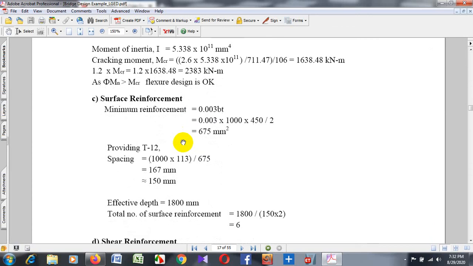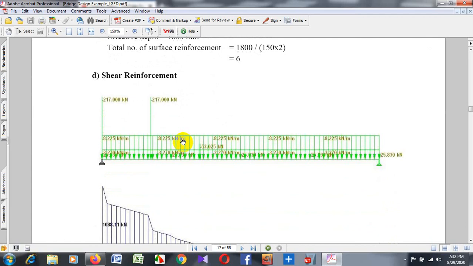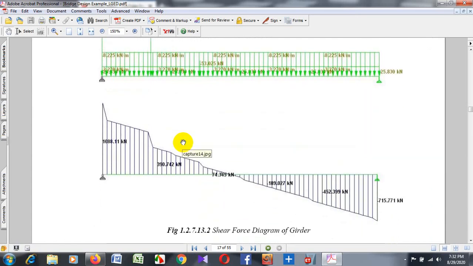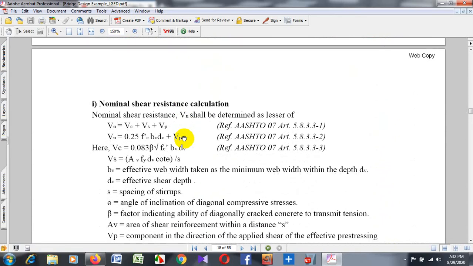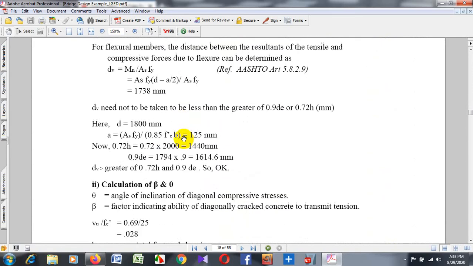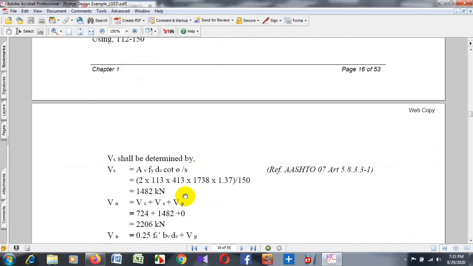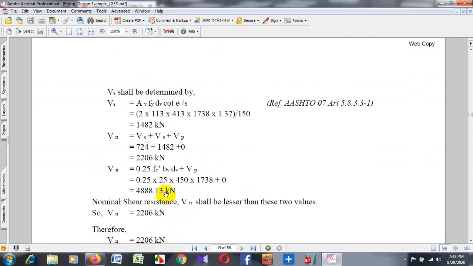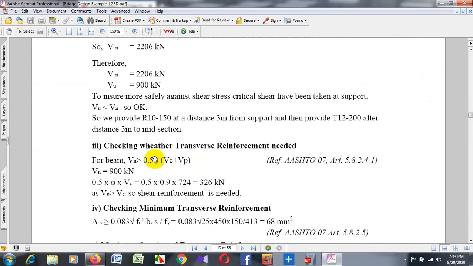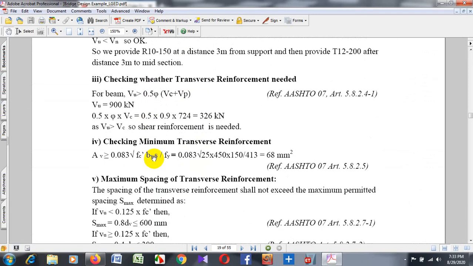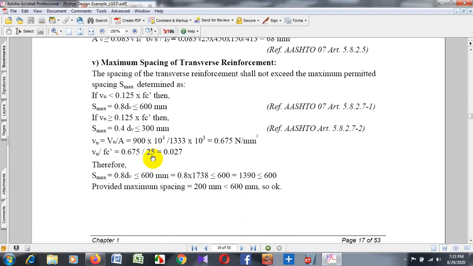And surface reinforcement, shear reinforcement, shear force diagram of girder, and nominal shear resistance calculations, calculation of beta and theta. This calculation is very simple for design purpose. Checking whether transverse reinforcement is needed, checking minimum transverse reinforcement, maximum spacing of transverse reinforcement.